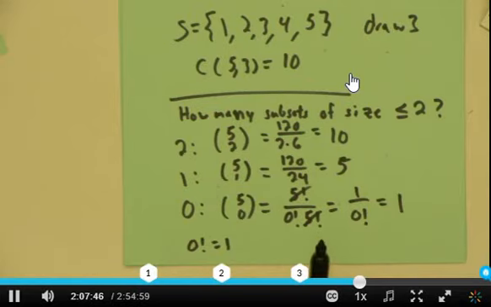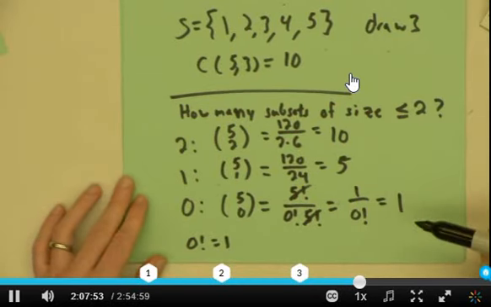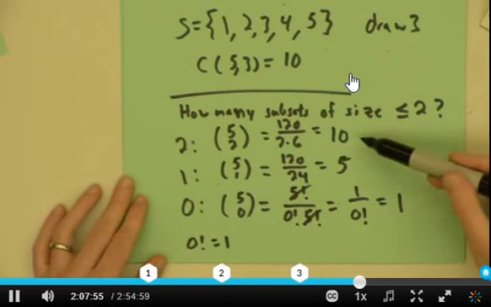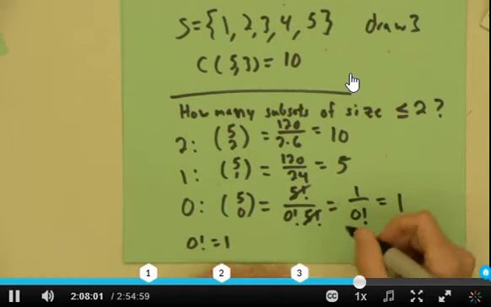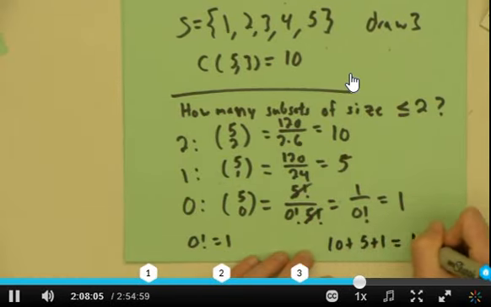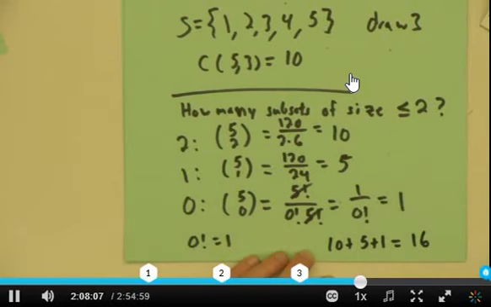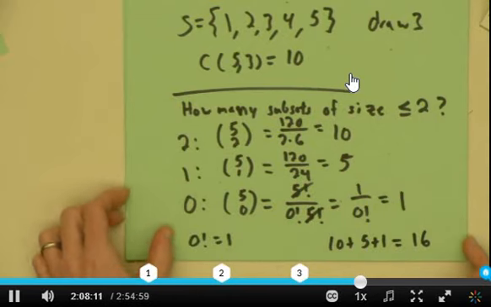All right. And so what is the total? How many subsets of size at most 2? Well, there's 10 that are exactly 2, there's 5 of size 1, and 1 that is empty. And that would be 10 plus 5 plus 1, 16. So there's 16 subsets of size at most 2.